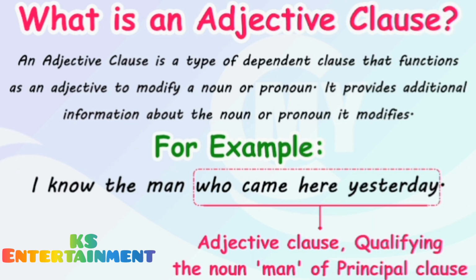What is an adjective clause? An adjective clause is a type of dependent clause that functions as an adjective to modify a noun or pronoun. It provides additional information about the noun or pronoun it modifies. For example, I know the man who came here yesterday. In this sentence, who came here yesterday is an adjective clause qualifying the noun man of principal clause.